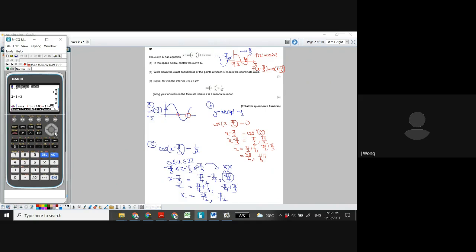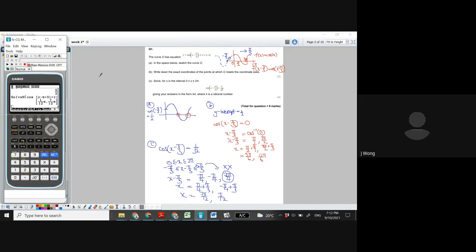Okay, so now I need a range for x. Let's set that. So it is from 0 to the famous 2 pi. Okay, so there will be multiple answers. I know that. And these are the answers indeed that we have. Okay, so that is question 1 for you.